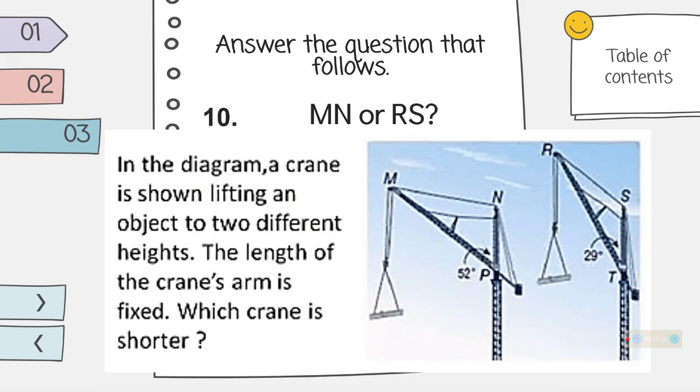Next, for the last question, let's have MN or RS. In the diagram, a crane is shown lifting an object to two different heights. The length of the crane's arm is fixed. Which crane is shorter? So again, is it MN or RS? That's correct. We have RS because it only bends with 29 degrees while MN is 52 degrees. So that's why the shorter crane is RS.